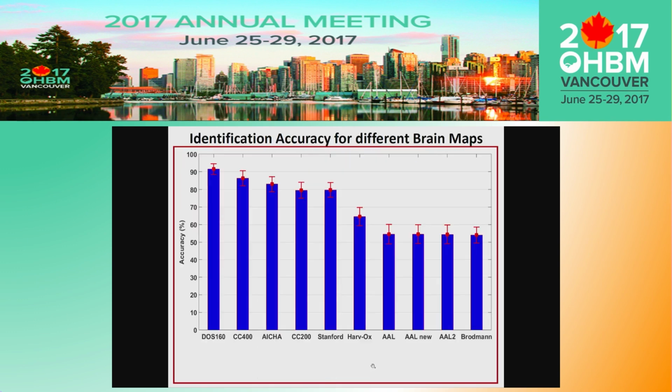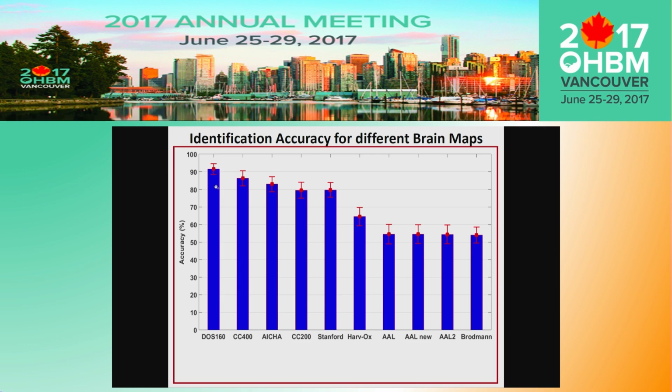So here are the results. These are the 10 different atlases, and the accuracy of correct identification as a percentage. We have 4 different runs, and if you combine them 2 at a time, you get 6 possible combinations. But you can also flip the order of the runs from pre to post or post to pre, so you get a total of 12 different combinations. This is the average across all those 12 and the standard deviation.